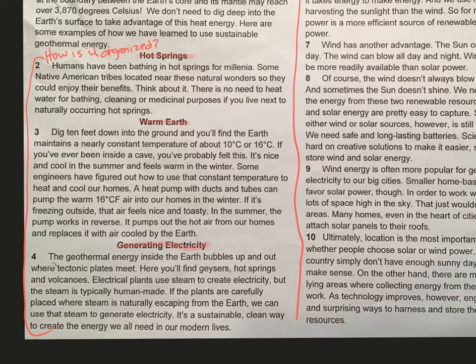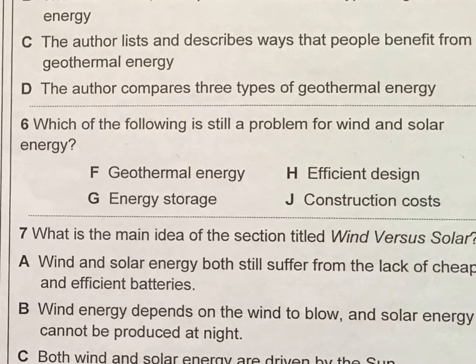Don't forget to stop and answer that when you get to that section. Now let's look at question number 6. Which of the following is still a problem for wind and solar energy? Well, I notice they're looking for one that is still a problem. As we read, we need to pay attention to what problems solar and wind energy have, and then by the time we get to the end of the passage, we need to see which one of these 4 answer choices is still considered a problem.